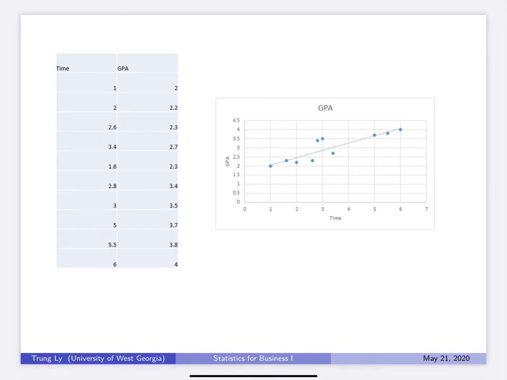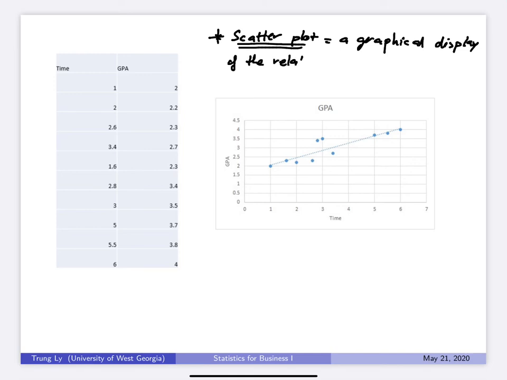Finally, we want to be talking about scatter plot and trend line. So a scatter plot is a graphical display of the relationship between two variables. So let's look at an example.